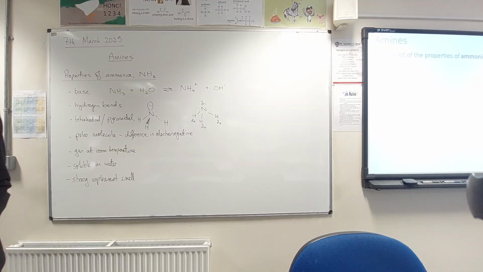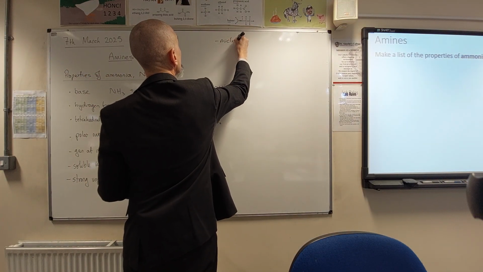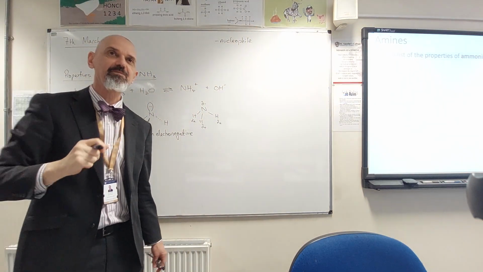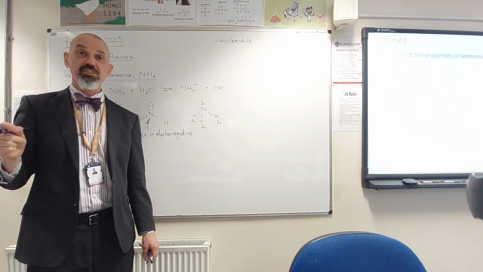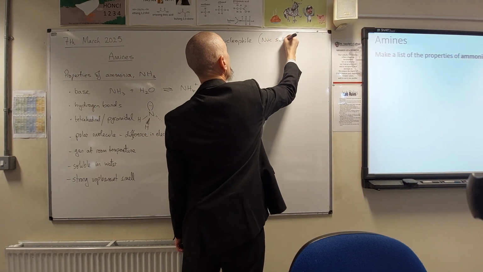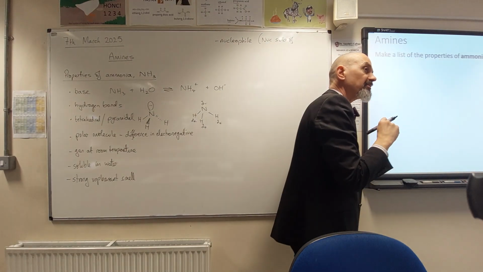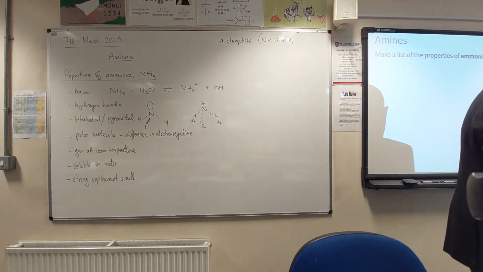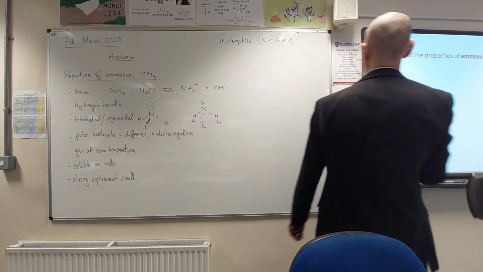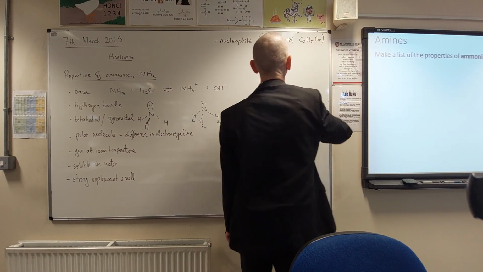It's a what? Nucleophile. Brilliant. Great. A nucleophile takes part in such reactions as substitution. So what would I start off with? If I wanted to use ammonia as a nucleophile, what would it substitute? Haloalkane, yeah. So let's say something like bromoethane.